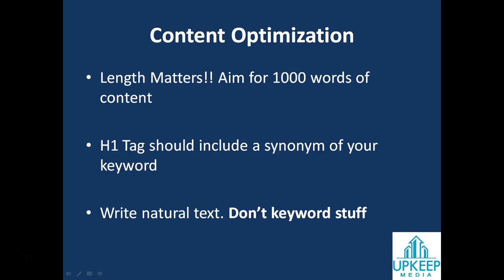Which sort of brings us to our next point, which is content optimization. This is the content that's actually on the web page, and it's extremely important to have good content. One thing about content is length matters, okay? So we always say aim for between 700 to 1,000 words of content on any page you're looking to rank when it comes to a property management business. Meaning on your homepage, you want to look to have around 1,000 words of content.